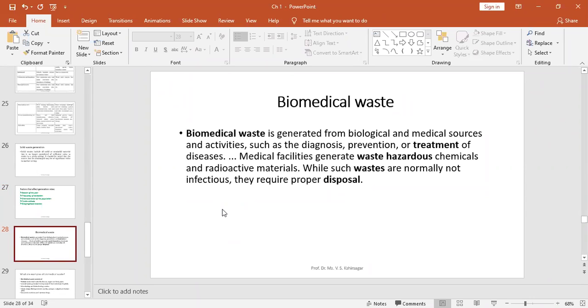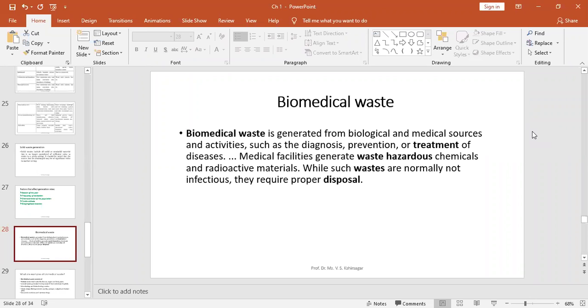It is generated from biological and medical sources and such activities as the diagnosis, prevention or treatment of disease. Medical facilities generate waste, hazardous chemicals and radioactive materials, which, while such waste is normally not infectious, requires proper disposal. Okay, if you handle it carefully, there will not be a problem, but if you don't handle it carefully, there will be a problem. But specific types of waste do not have a problem, but many of the biomedical wastes have multiple types of problems that we are going to discuss in detail.